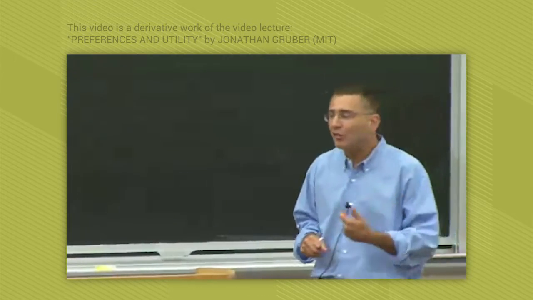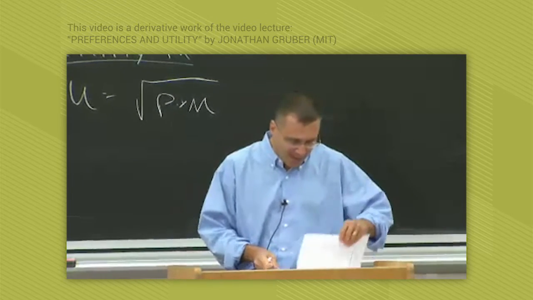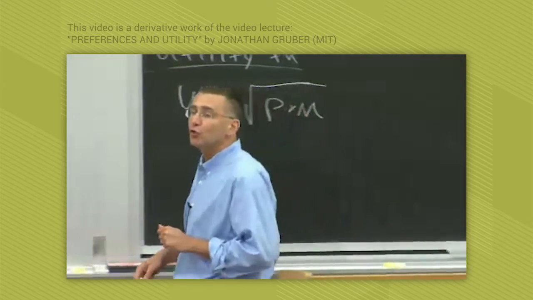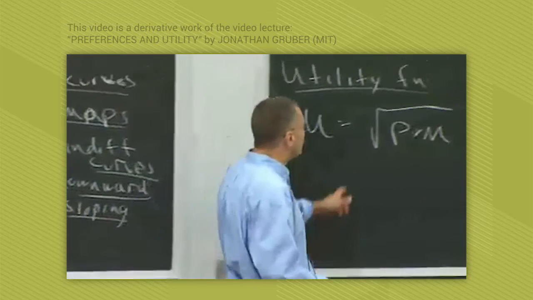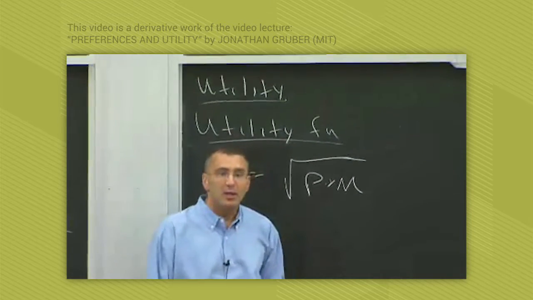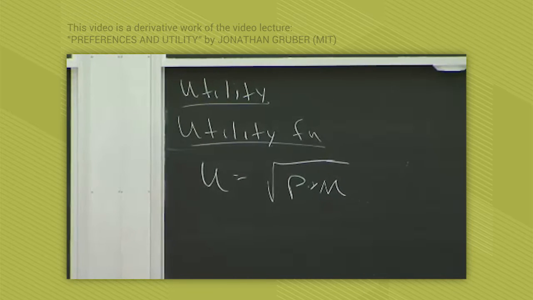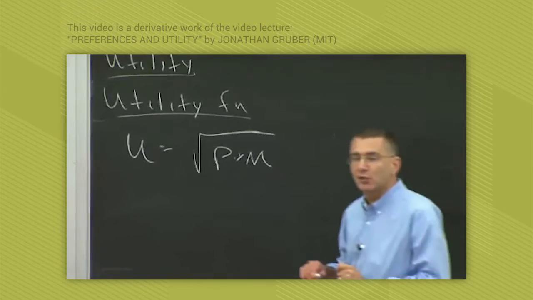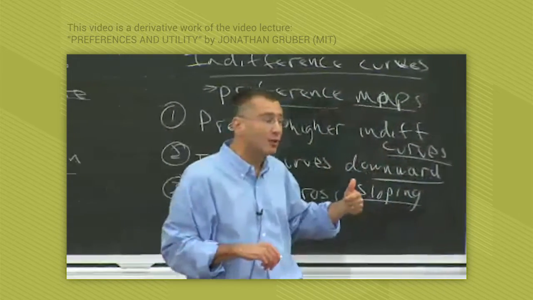What it tells us is that your preferences can be represented, if you flip back to figure 4.1b, it tells us those are your preferences. Because you're indifferent between 2 pizzas and 1 movie, and 1 pizza and 2 movies. Of course you're indifferent. They both give you utility square root 2. But you prefer 2 pizzas and 2 movies because that gives you utility of 2.